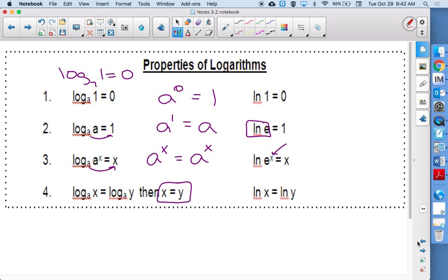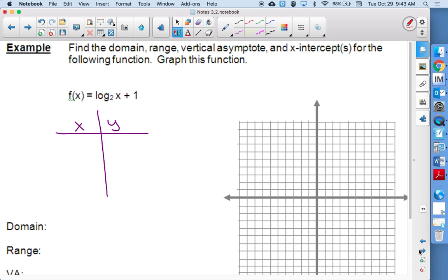So log base a of 1 equals 0. Log base a of a equals 1. Log base a of a to the x is equal to x. So these numbers here represent what we're going to choose for x. What it's equal to is our y value. So anytime a function is equal to something, that's our y. I'll keep these up so we have them to look at.